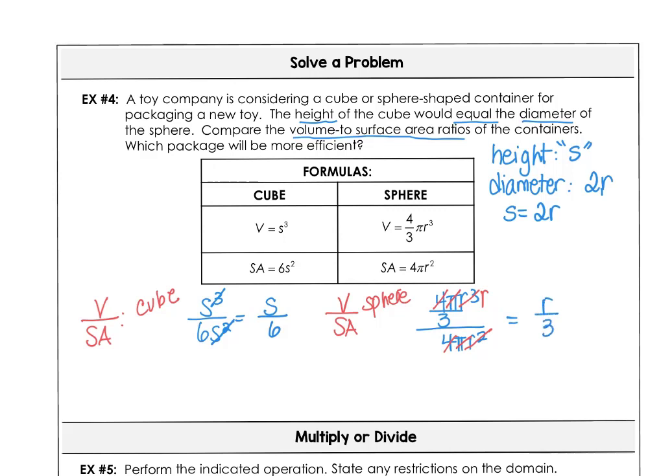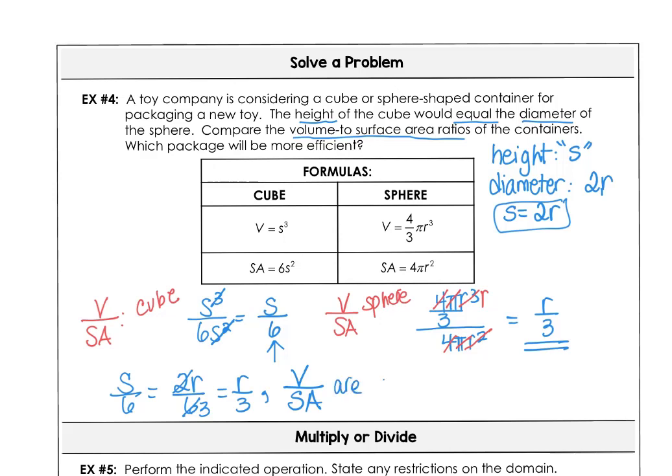And remember that s is equal to 2r. So if we come over here and look at this, s over 6 can be rewritten to be 2r over 6, and 2 divides 6 evenly, so r over 3 is the same thing as the volume to surface area of the sphere. That tells me that the volume to surface area ratios are the same. So if volume to surface area are the same, then the two shapes are equally efficient.